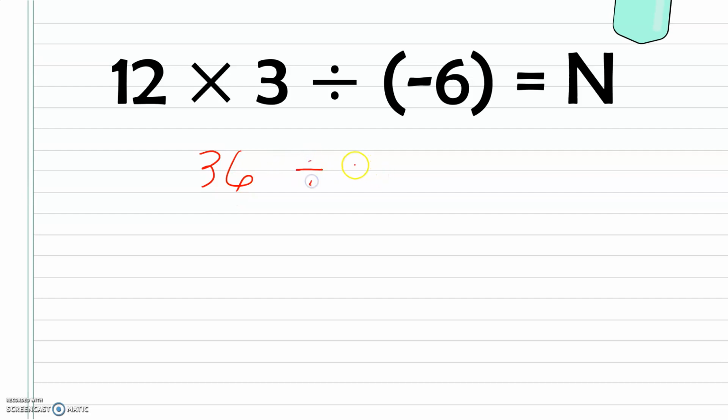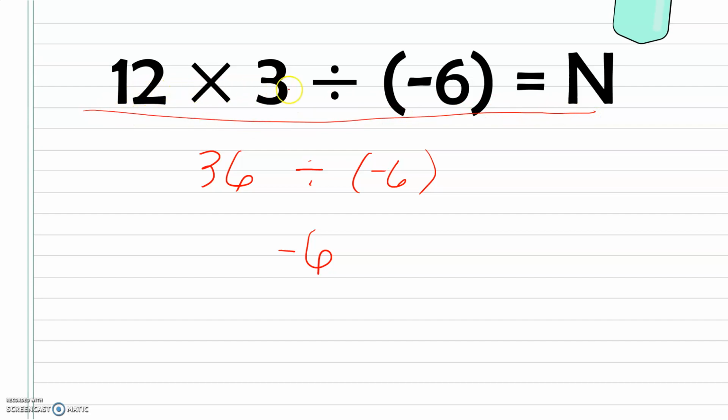Then we still need to divide it by negative 6. 36 divided by negative 6 will give us 6. And the sign is negative since they are different signed integers. Also, if you will look at our original equation, counting the number of negative numbers here, we only have 1. 1 is an odd number, so the sign of the final answer will be a negative integer.